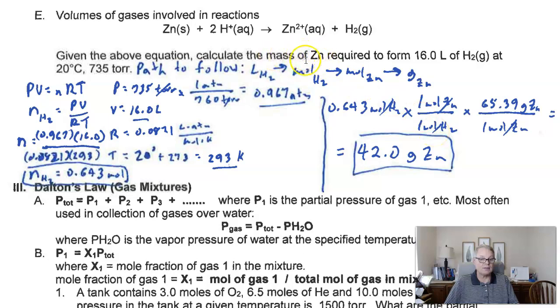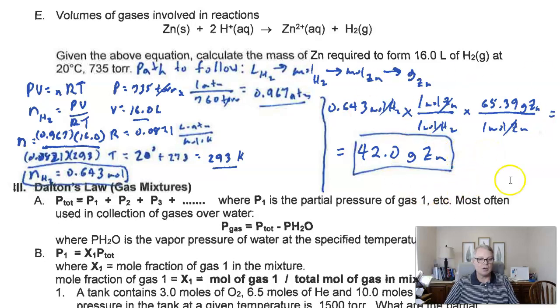Okay, but I want the mass of hydrogen. I want grams of hydrogen. How do I go from moles of zinc to grams of zinc? What do I use? I use the molar mass. So I look that up in the periodic table, and 1 mole of zinc weighs 65.39 grams. Moles on the bottom, so they cancel. What's the only unit I have left here? Grams of zinc, 42.0 grams of zinc required to produce 16 liters of hydrogen at 20 degrees Celsius and 735 torr.